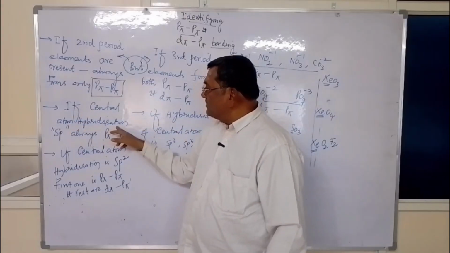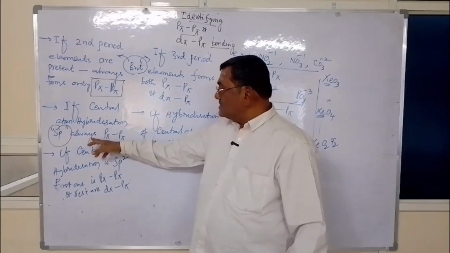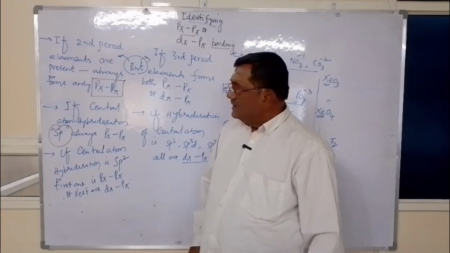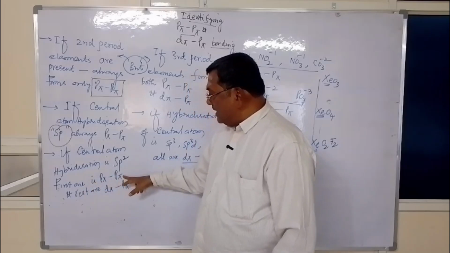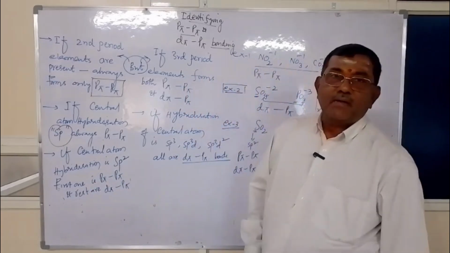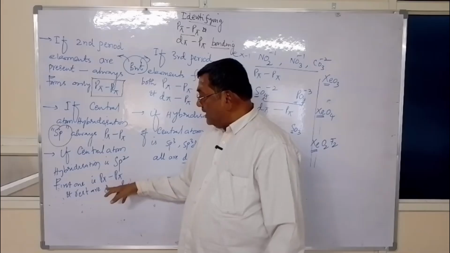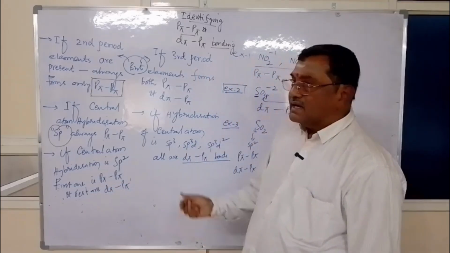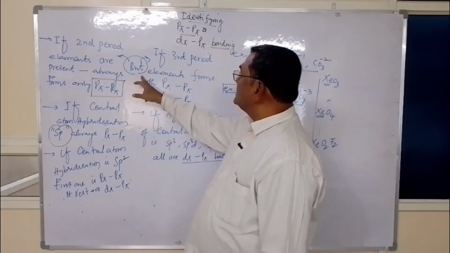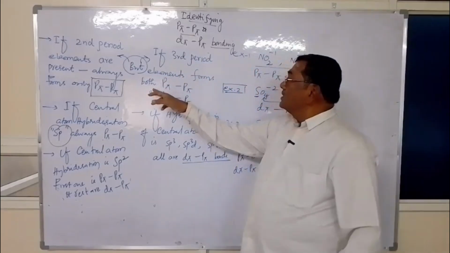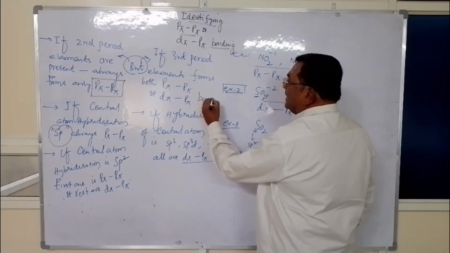If the central atom hybridization is sp, it always forms p-pi, p-pi bonding. If the central atom hybridization is sp2, the first one is p-pi, p-pi and the rest are going to be d-pi, p-pi. Here we have done: if second period elements are present, they always form only p-pi, p-pi. But third period elements form both p-pi and d-pi bonds.